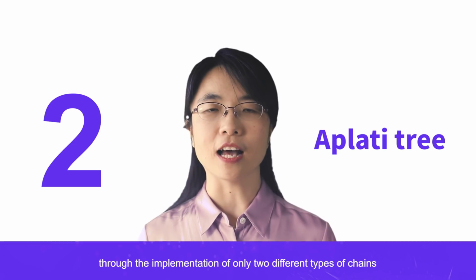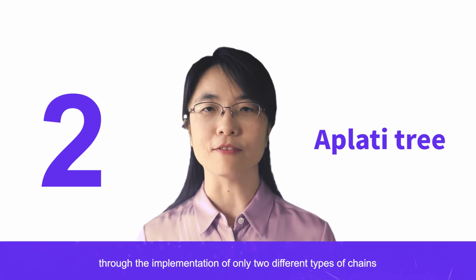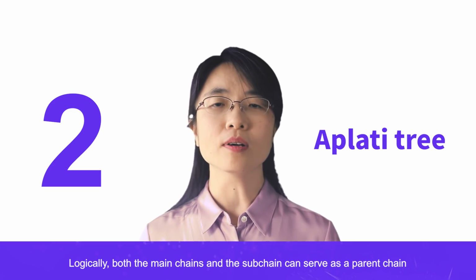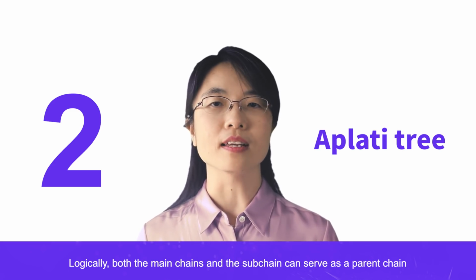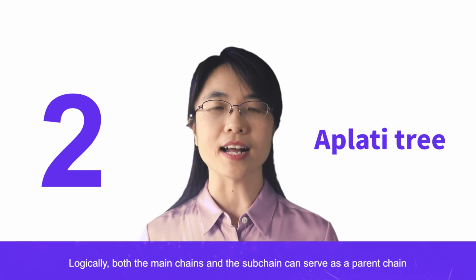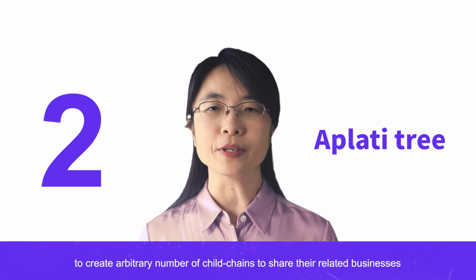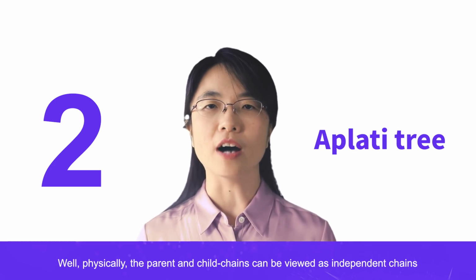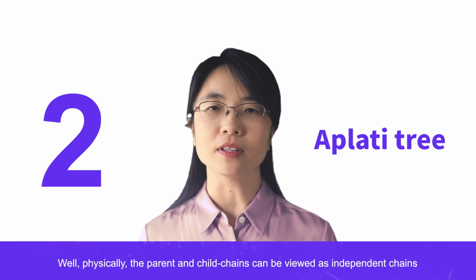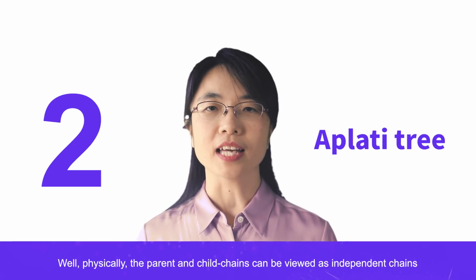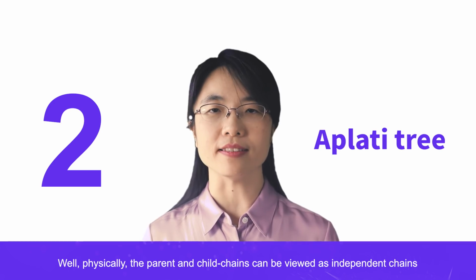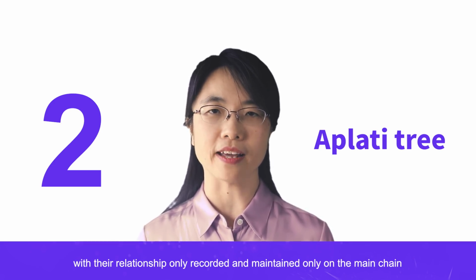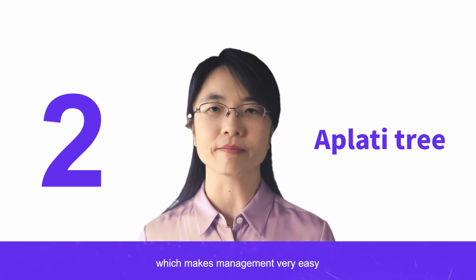through the implementation of only 2 different types of chains. One is a subchain, the other is a main chain. So logically, both the main chain and the subchains can serve as a parent chain to create an arbitrary number of child chains and share their related businesses. While physically, both the child chain and the parent chains can be implemented as independent chains, with their relationship only recorded and maintained on the main chain, which makes management very easy.